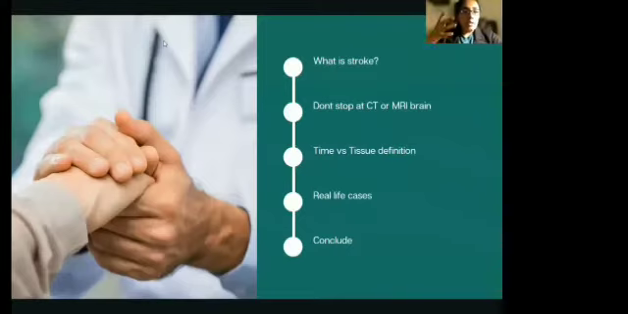So today in this series, we are going to see what is a stroke, why we should not stop just by simple imaging like CT scans or MRI. We will go and learn more about the time versus the tissue definition, particularly focusing on the penumbra.